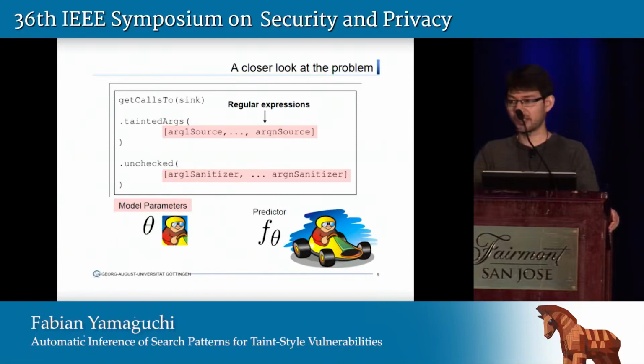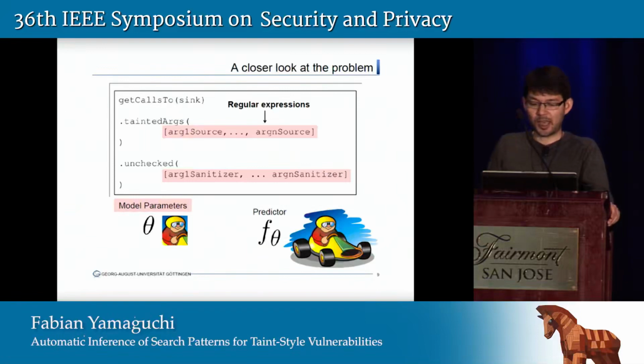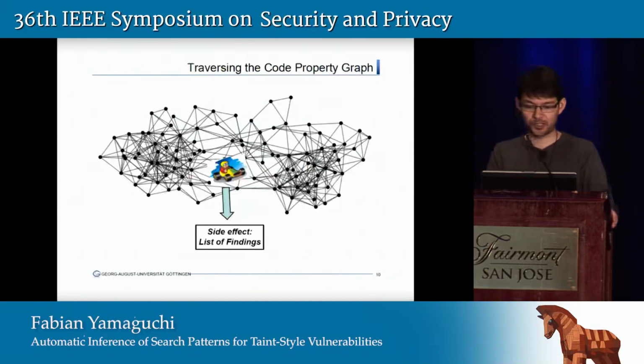So this is the template for taint-style vulnerabilities, and essentially what we want to do is learn parameters of this template, so model parameters. In particular, these are the different initializations for the arguments, so what do the statements look like, and also what do the checks look like. And to make this very compatible with the analyst, we want these to be regular expressions, so generated regular expressions. Once we have this, you can imagine that this program instantiated by the model parameters drives around the graph, and as it finds different matches to the query, it will output these matches as a side effect.